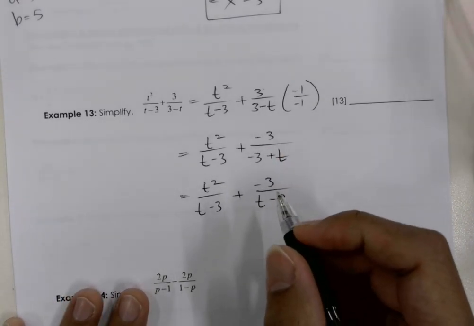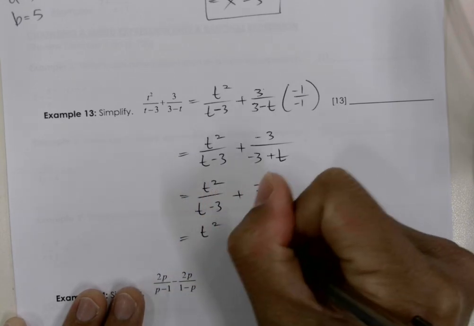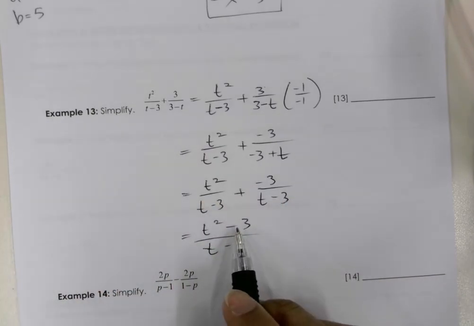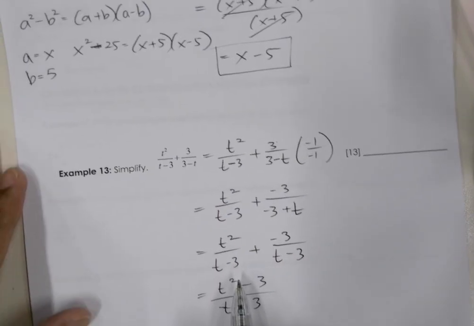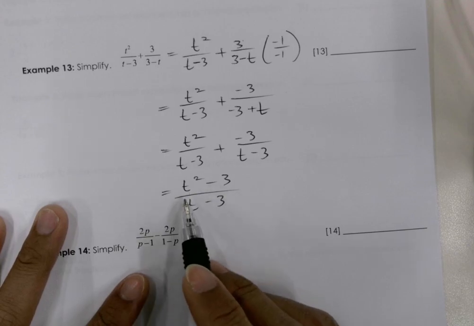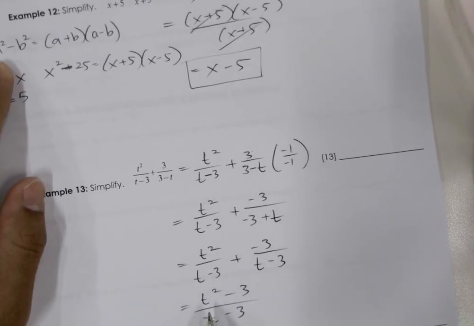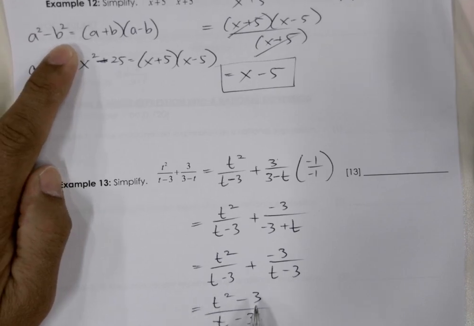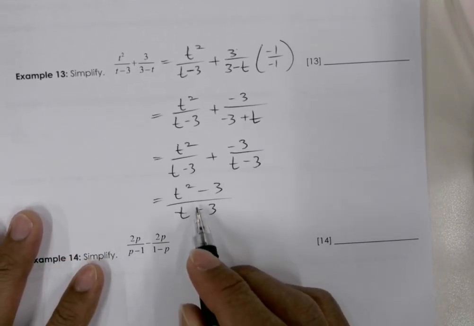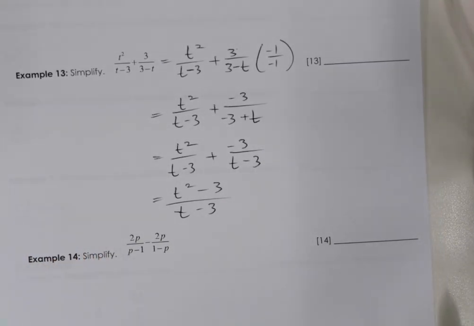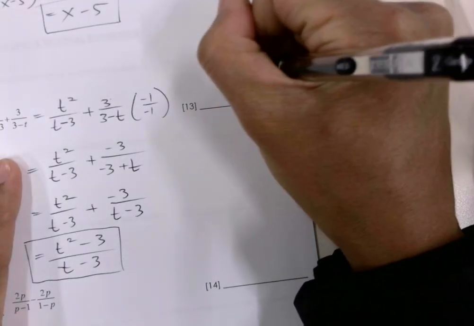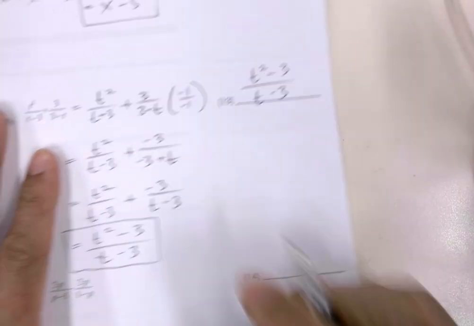Okay. So let's combine them now. So we get t squared minus 3 over t minus 3. And can we factor this out? Well, does it fit into the a squared minus b squared formula pattern? Well, if it did, our a would be t, and our b would be the square root of 3, right? And we don't want that, because then there'd be no common factors to factor out. So anyways, this is the simplified version here, so I'm going to box it. So we have t squared minus 3 over t minus 3.